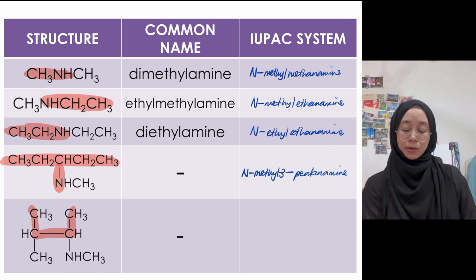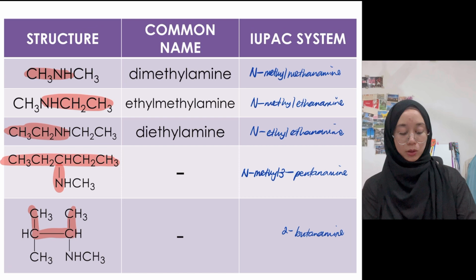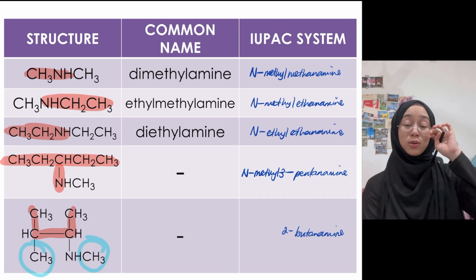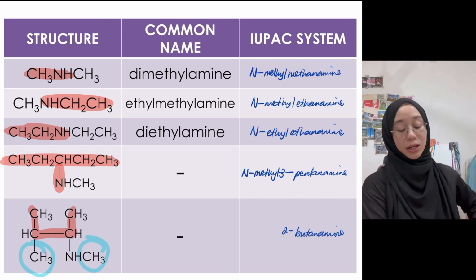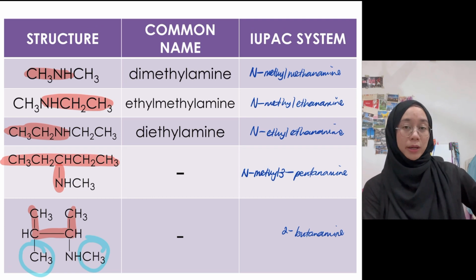Okay, and last kali longest chain butanamine. Okay, whereby the amine group attach kepada carbon number 2. Lepas tu, okay, be careful, ada 2 alkyl group class, tapi this alkyl group satu attach dengan N, satu lagi attach kepada carbon number 3, and both alkyl group adalah methyl.